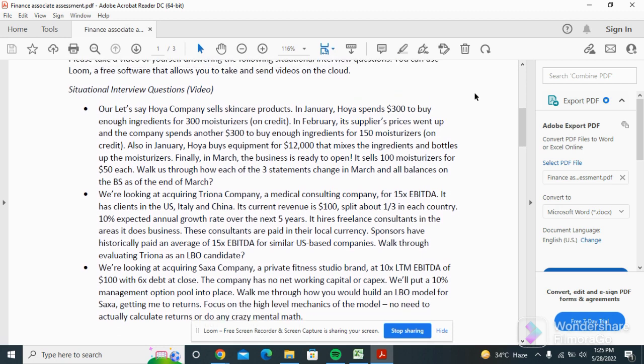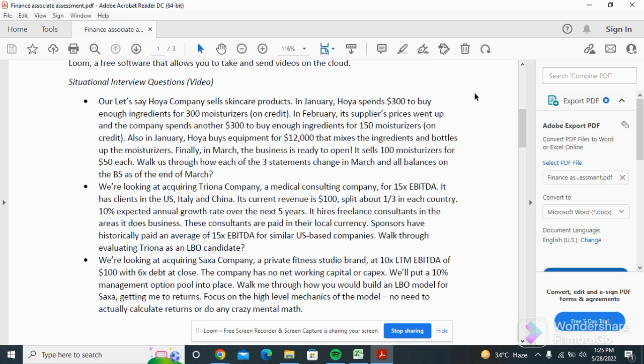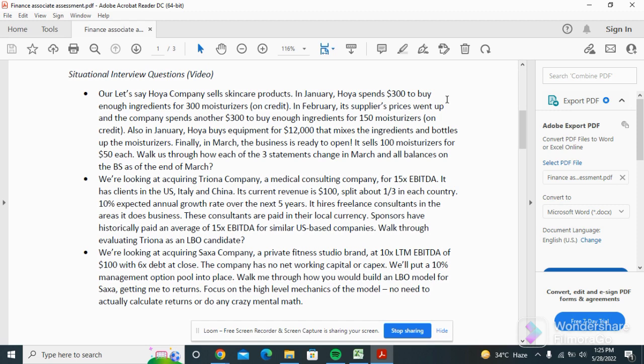The first part is a company that sells skincare products. They purchased some raw material of $300 in January. Then in February, the prices went up, so they spent the same $300 purchasing raw material, the quantity of which is 150 moisturizers.